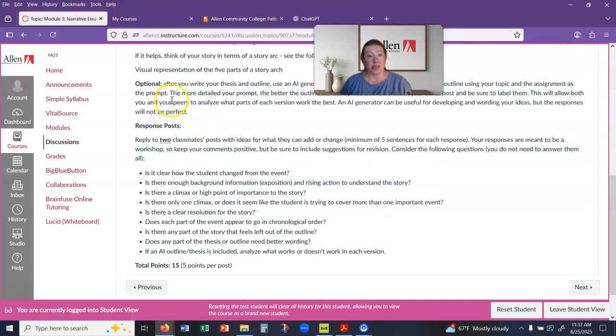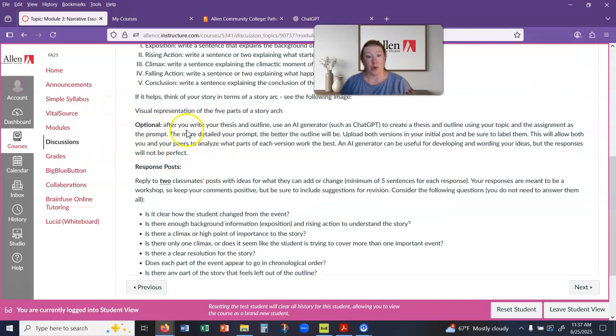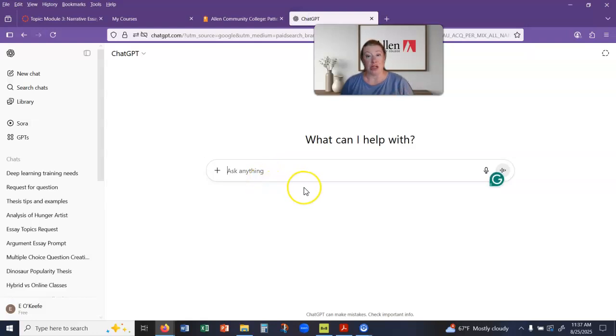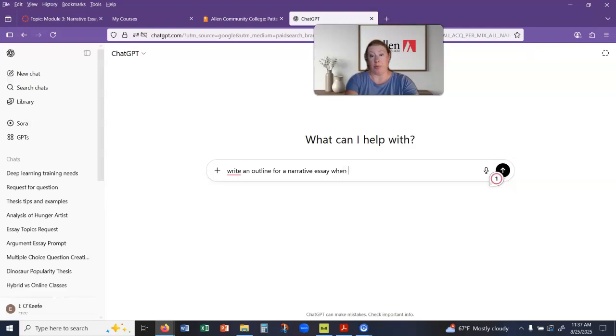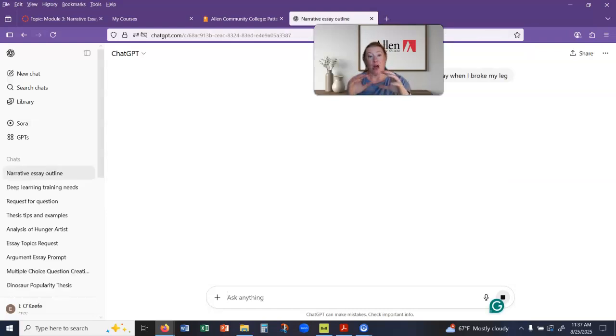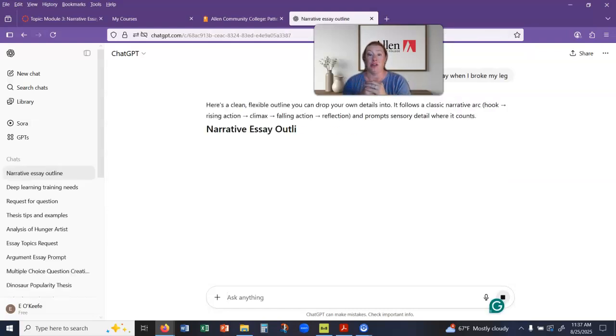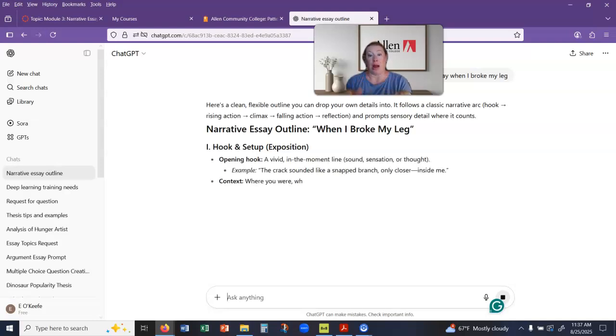You can also, this is an option for all of these discussion boards, if you want to, use ChatGPT to also outline. Use a topic, write an outline for an essay. Probably a narrative essay. When I broke my leg. And obviously, ChatGPT does not know anything about when you broke your leg, but it can help you decide what you might include in a story where you are writing about it.